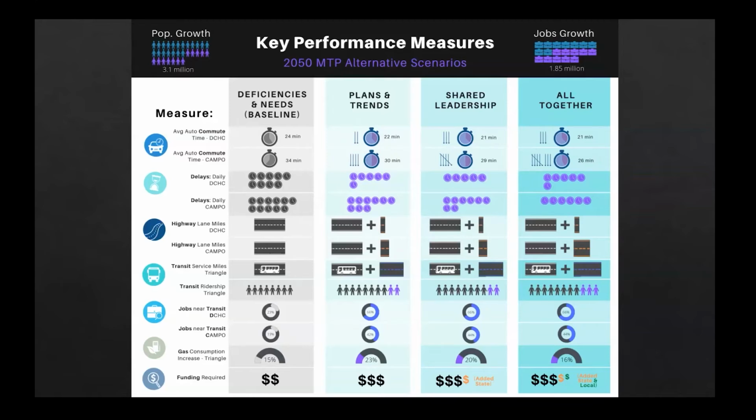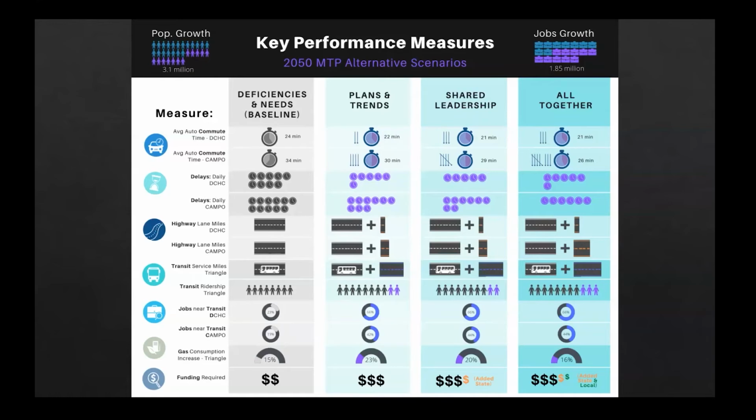DCHC is 23% and Campo is 19% in that baseline, the deficiency. But as you move over to the right, it increases up to 66 and 44% for the two MPOs. The increase in gas consumption, as you move left to right, it was 15% in the baseline. The increase goes down to 16% in the altogether. However, it jumps up pretty high in the plans and trends. So if we keep going like we are, gas consumption is going to go up 23%, but it'll go down if we implement some of the other policies, et cetera, we have in the last two scenarios.